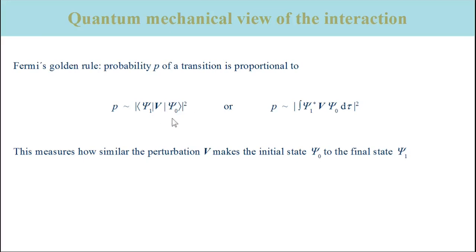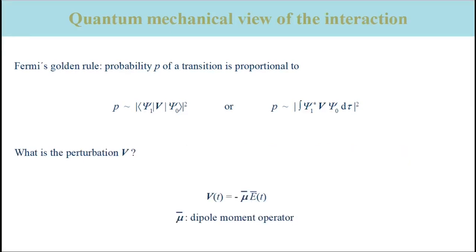In the position representation, the same probability is given by the squared absolute value of the integral of the product of the complex conjugate of the wave function psi1, the perturbation potential v, and the initial wave function psi0. In order to proceed, we have to find expressions for the perturbation operator and to think about psi0 and psi1.